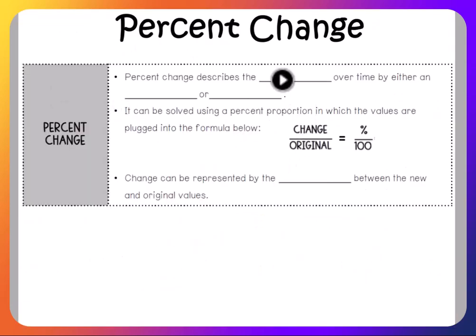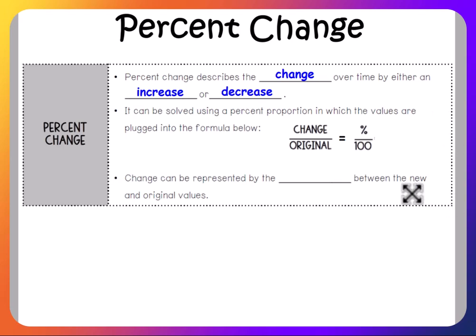Okay, percent of change. Percent of change describes the change over time by either an increase or a decrease. Sometimes an item at the store might be a certain price and then all of a sudden it increases, or maybe the price decreases. And you want to know, hey, by what percent did the price change? That's what a percent change or percent increase or decrease is.